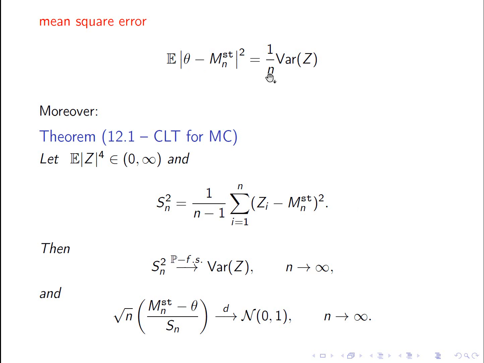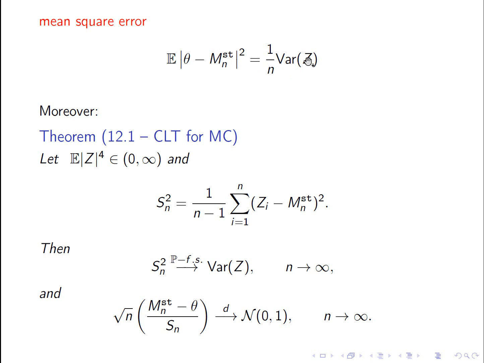The next property is the mean square error. We already computed this many times. The mean square error, so the squared distance and then the expectation, behaves like 1 over n times the variance of Z. So if we take the square root here, we have convergence order 1/2, and the constant is the square root of the variance of Z.